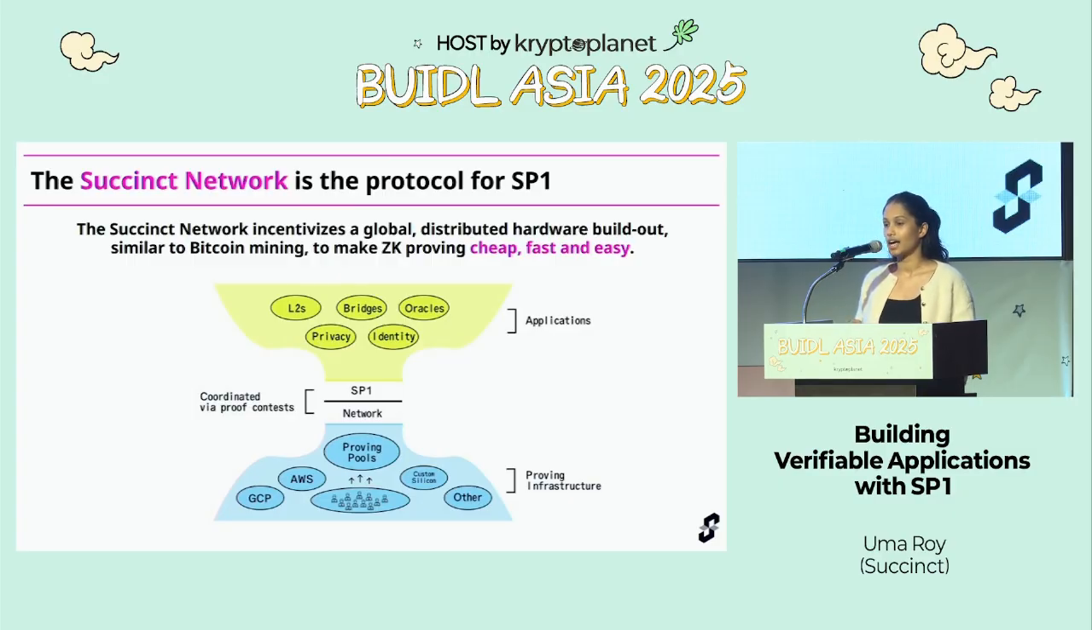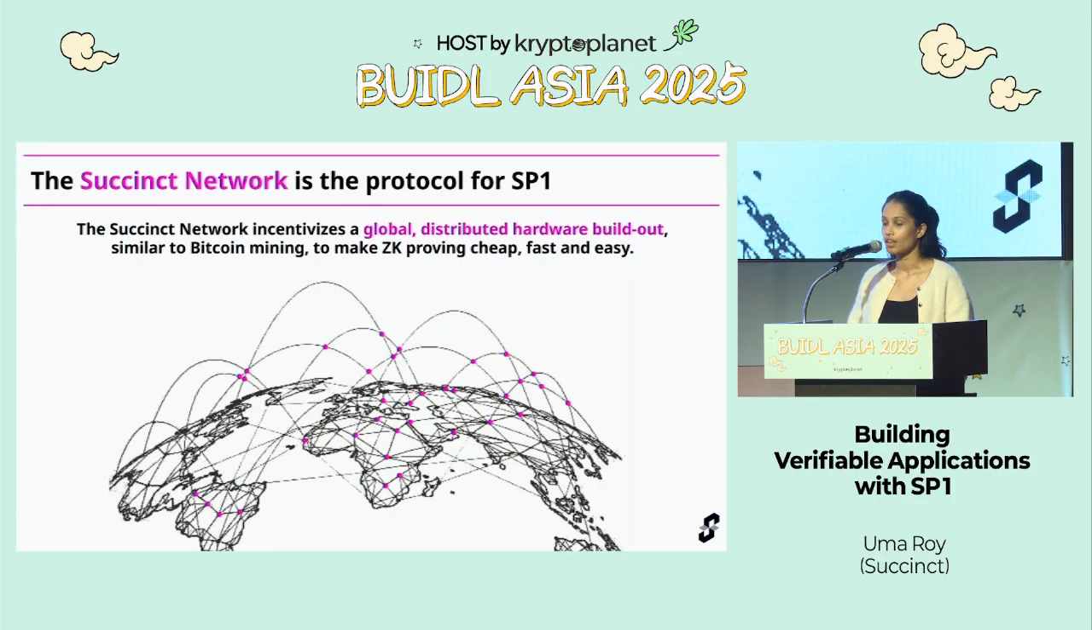And it coordinates these actors, the users and the provers, and does transactions and pricing between them, and also sets up an auction system to make pricing competitive. And our vision for the network is that it's going to have this global distributed hardware build-out where you have people all across the world, similar to participation in Bitcoin mining, who are mining ZK proofs and making ZK proving fast, easy, and cheap.